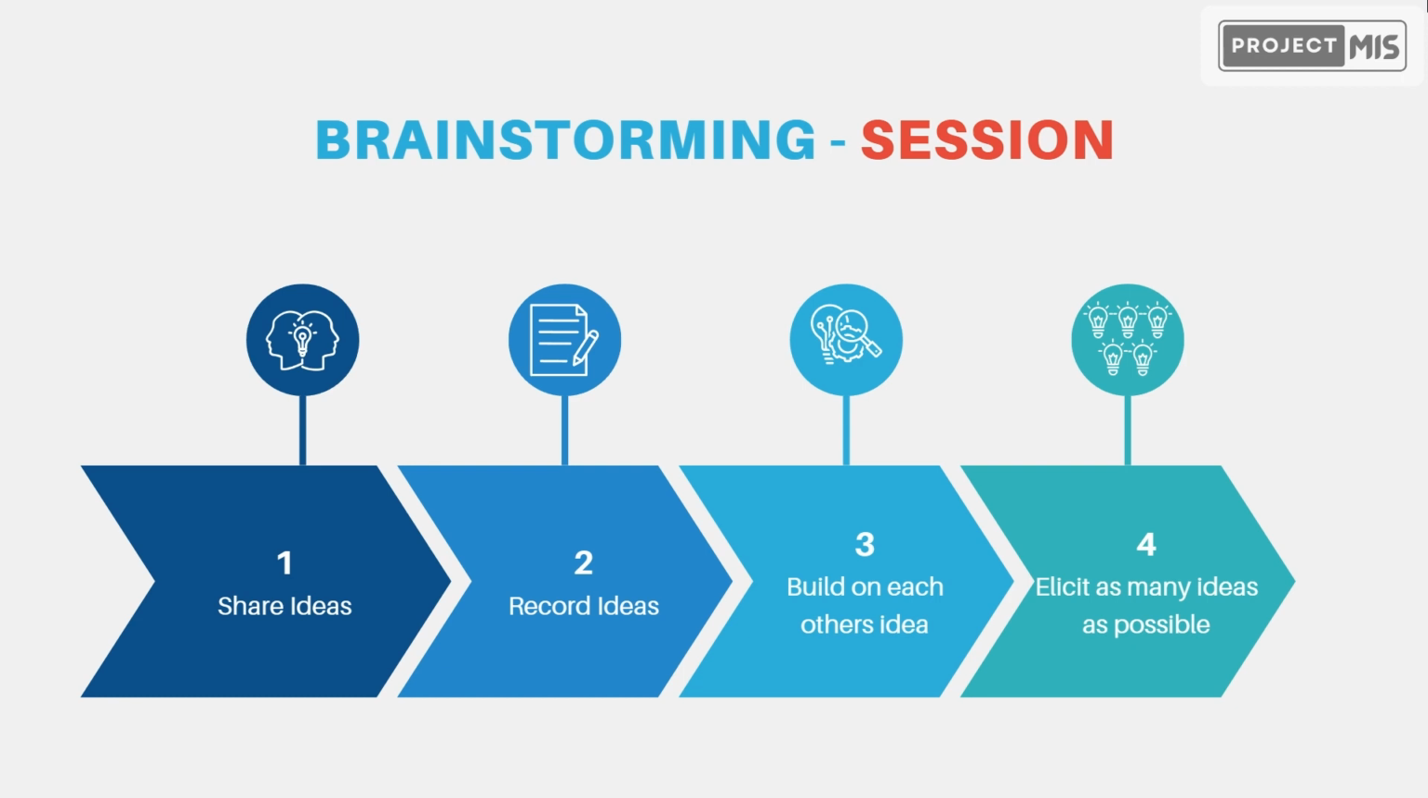You pick one idea from that which looks like a good solution towards your problem. And then you take input on that particular idea from other people also, if that's needed. So that is how we start building on each other's ideas, which works well for the problem. And that is how you elicit as many ideas as possible.